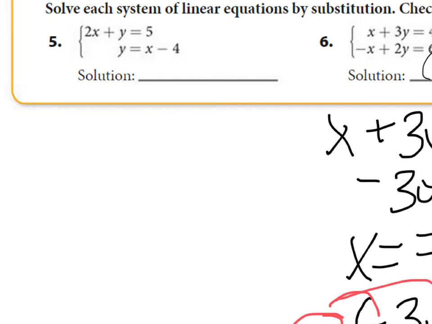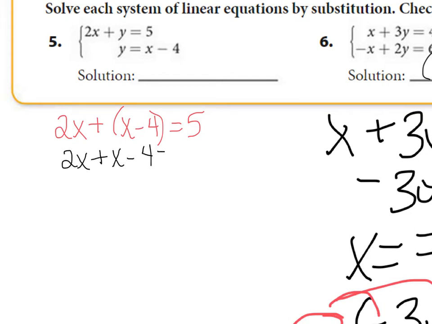So the variable that was all by itself is this bottom y. So I know that in the other equation, wherever I see a y, I want to replace it with what it's equal to, which is x minus 4. So I'm going to go 2x plus, and then in parentheses, what y is, which is x minus 4, and it's equal to 5. Well, if I look at this parenthesis, there's nothing outside of it, and it's a plus sign, so nothing's going to change here. So this is just 2x plus x minus 4 equals 5. Hopefully you noticed you had like terms here. 2x plus x, well that's 3x.